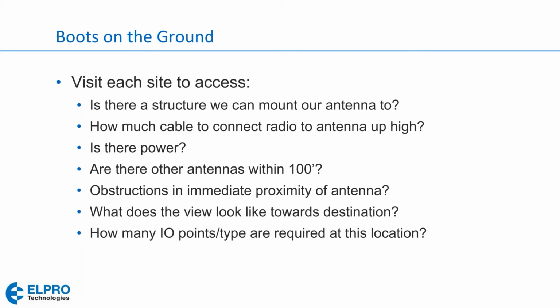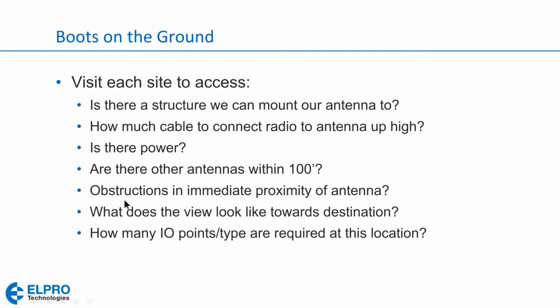So if you go onto the roof of a building and you discover that there are already a few other antennas on the roof, all we have to do is find out what frequency those radios are operating at, and then we can figure out how far away we need to mount our antenna to make sure that we don't cause interference to their system and they don't cause interference to our system.